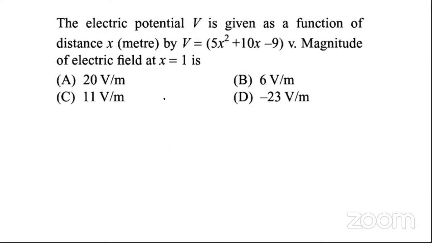The electric potential V is given as a function of distance x by V equals 5x squared plus 10x minus 9. And we have to find the magnitude of electric field.